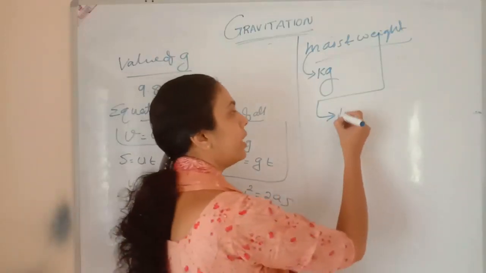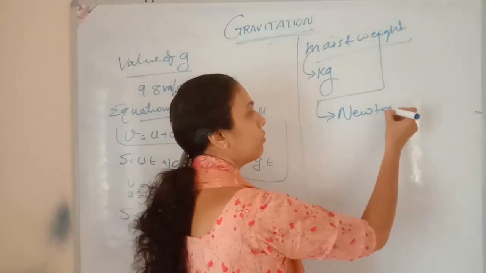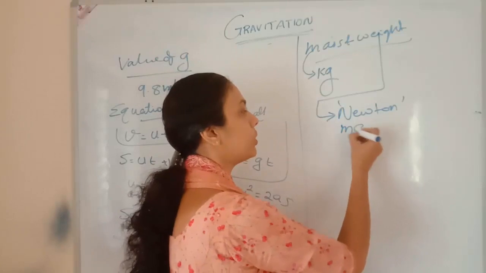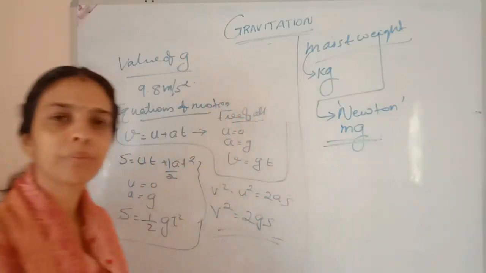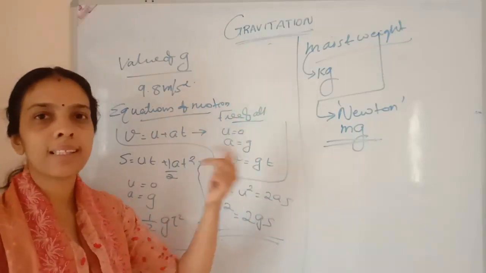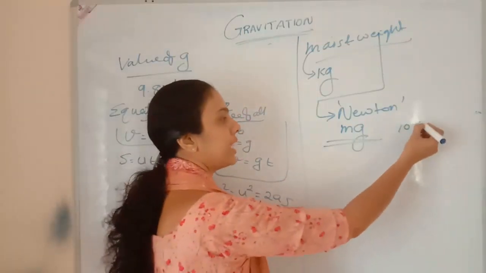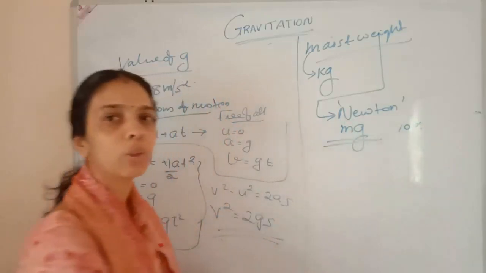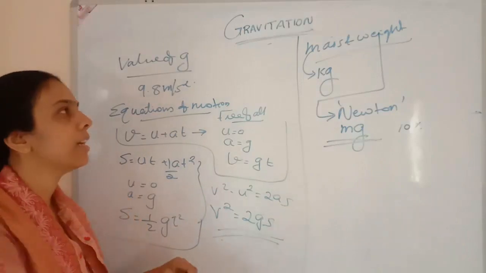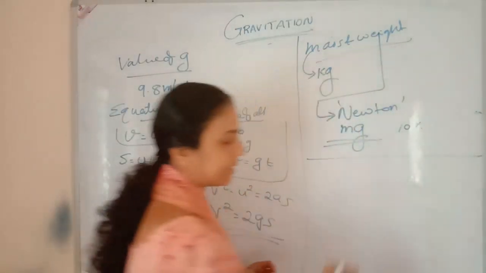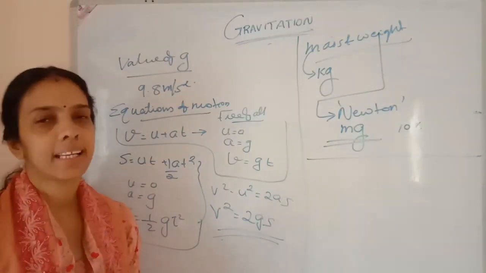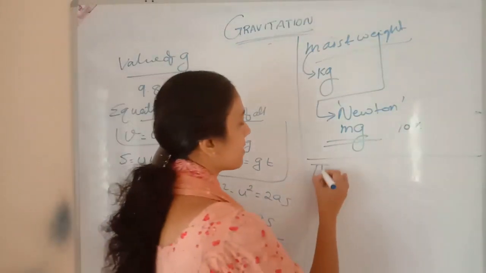So its unit will be Newton, the unit of force. We can calculate weight using the formula mg. As we said in the previous case, if mass is reducing by 10%, weight also will be reducing by 10%. You should relate all that. So that is mass and weight. Next we are going to study thrust and pressure. So what is thrust?